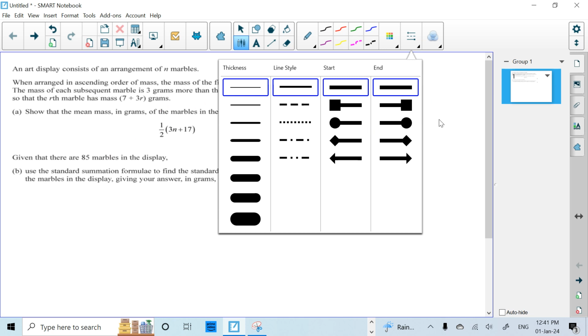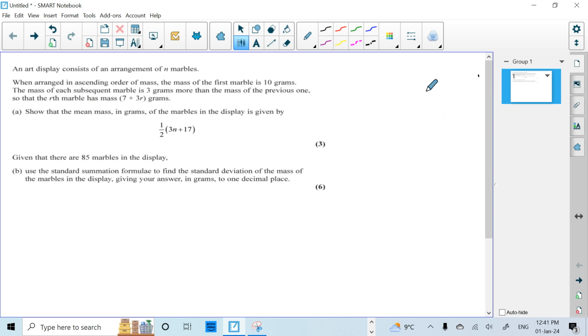Well, we need to write out. Well, of course, it's going to be, oops, I started with 7. Why 7? It starts with 10. So 10, and it goes up by 3 each time, so 13, 16, and 19, and so on. And it tells you that the nth term is 7 plus 3r, or 3r plus 7.